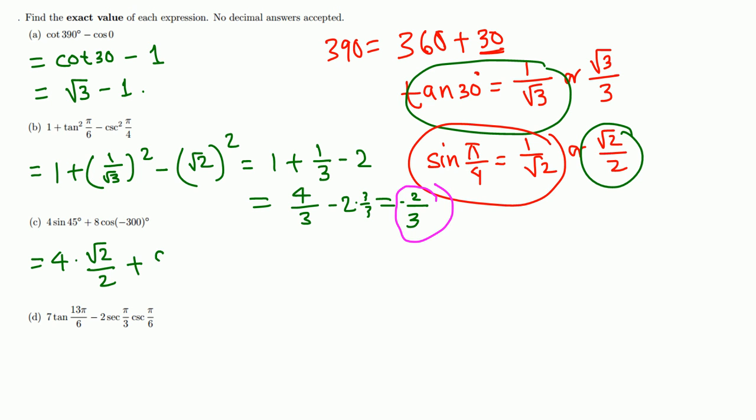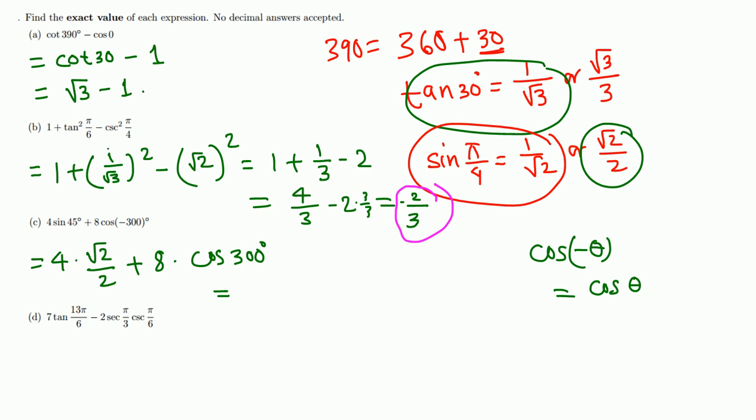Plus 8 times cosine of a negative angle. And we know that cosine is an even function. Cosine of a negative angle is the same as cosine of the positive angle. So this is pretty much cosine of 300 degrees. Okay, this is cosine of 300.